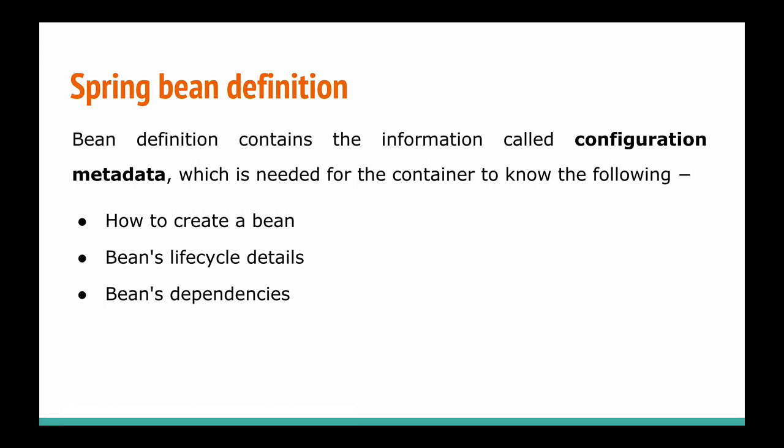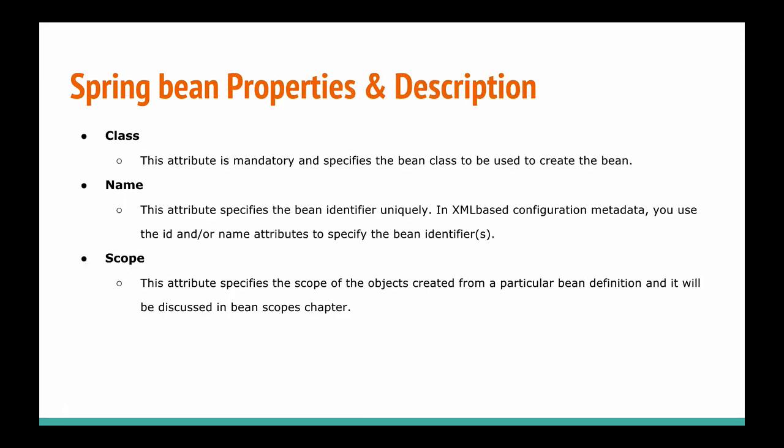The bean definition contains the information called configuration metadata, which is needed for the container to know how to create a bean, the bean's lifecycle details, and the bean's dependencies. All of the above configuration metadata translates into a set of the following properties that make up each bean definition. So the first property is called class. This attribute is mandatory and specifies the bean class to be used to create the bean.